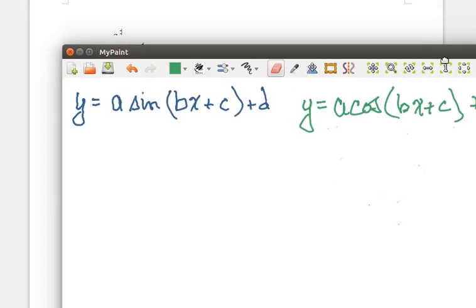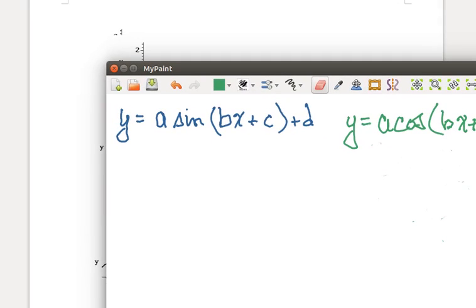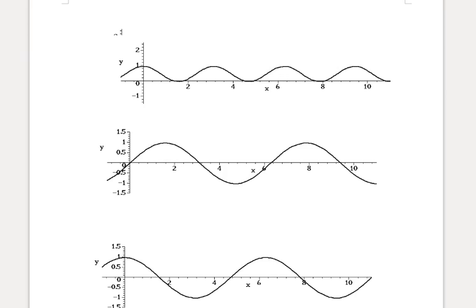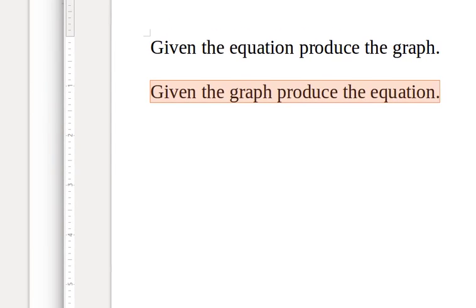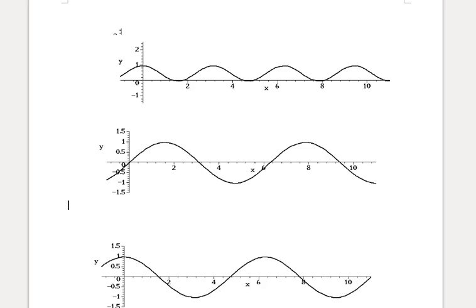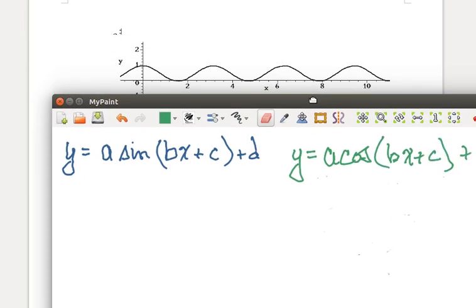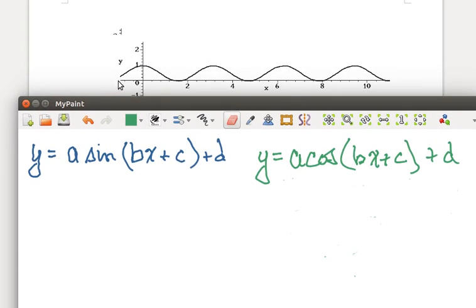In other words, at this particular moment, we're interested in doing this problem. Given a graph, we want to produce the equation that goes with that particular graph. All right, so let's see what we can do on this first one. Should I choose it to be a sine kind of thing or a cosine sort of thing?